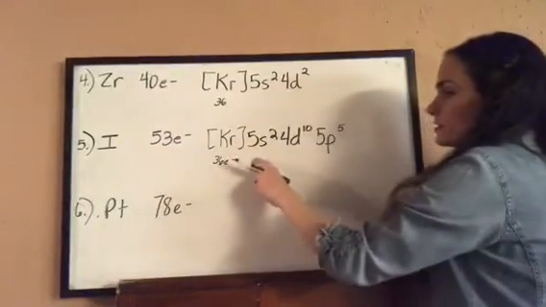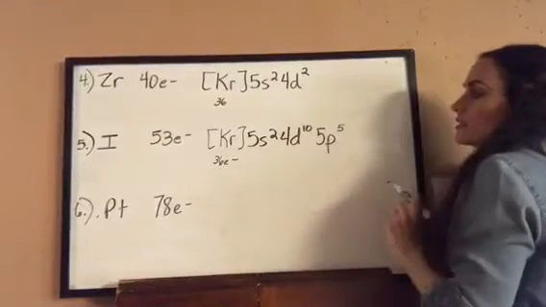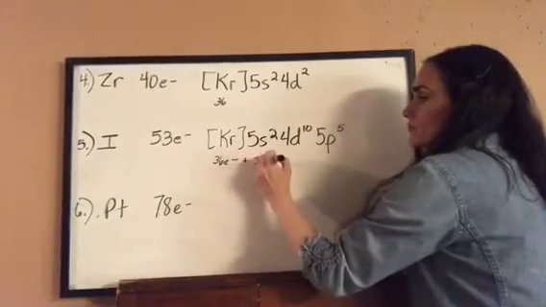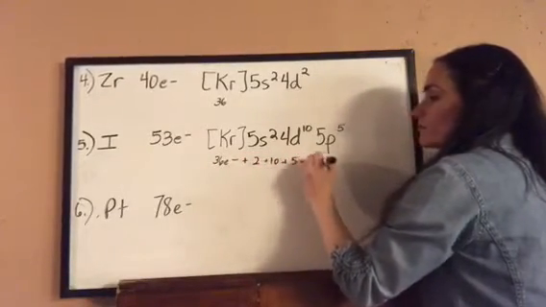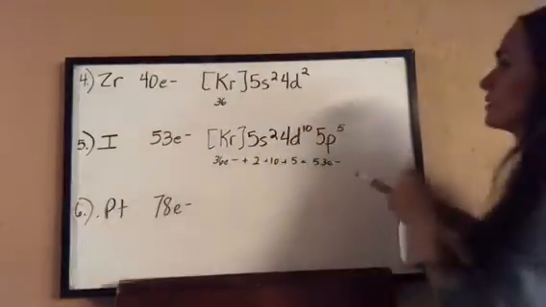Okay, 36, 38, 48, 53 electrons. Okay, and that would be the electron configuration.